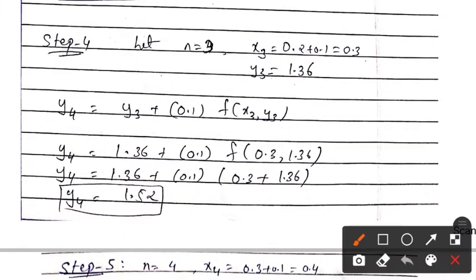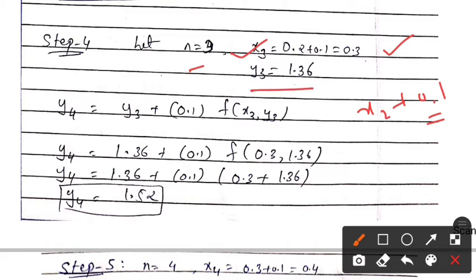Same way, we'll go to the next step. We are putting n equal to 3. So for n equal to 3, you are having x3 as x2 plus 0.1. This is your h. Okay. So you get x equal to 0.3. y3 you have obtained is 1.36.